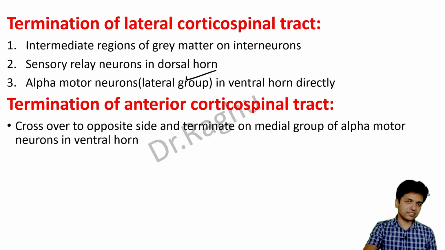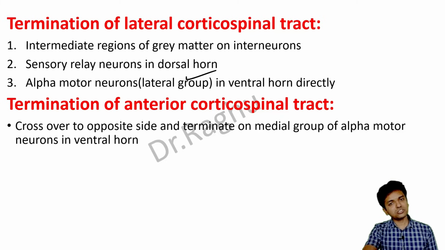Lateral corticospinal tracts terminate on the lateral group of the alpha motor neurons. Anterior corticospinal tracts terminate onto the medial group of the alpha motor neurons. Lateral corticospinal tracts also terminate on the interneurons, and onto the sensory relay neurons present in the dorsal horn. So this is regarding the termination. Students just write that they terminate onto the spinal cord. That is not going to fetch you full marks. You are supposed to write specifically where these tracts terminate.